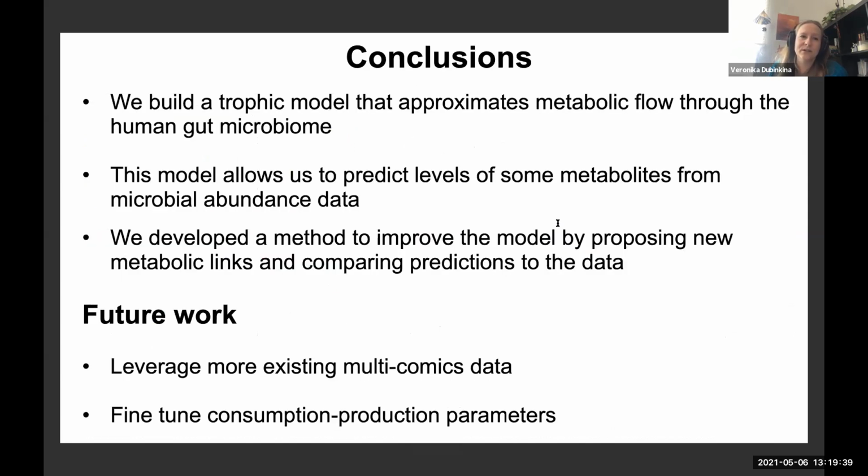And so to conclude, we now have this trophic model that approximates metabolic flow through the human gut microbiome. Using this model, we can predict levels of some metabolites using microbial abundance data, which was measured by 16S and whole genome sequencing. We also developed a method to improve this model by proposing new metabolic links and comparing them to existing data sets. And we continue actively working on this project because there is some room for improvement.